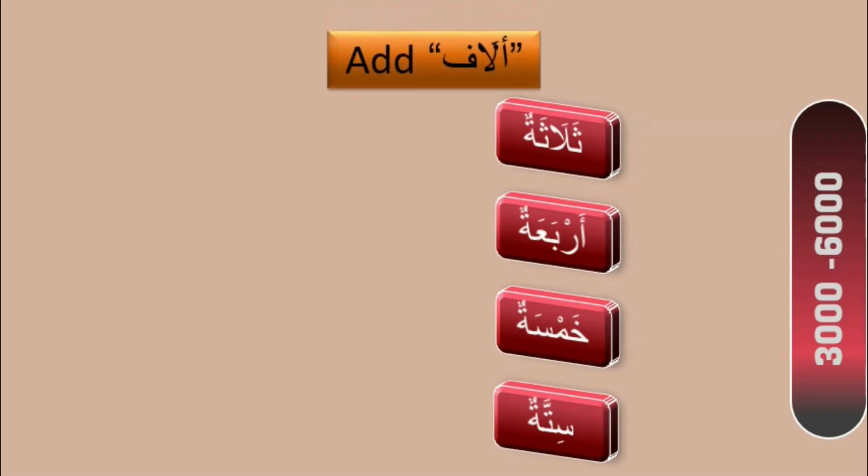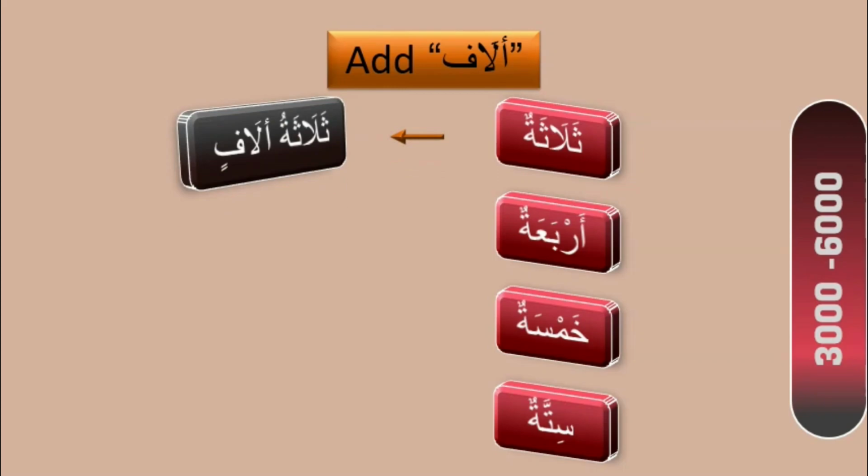As we saw in the first step, this is the plural version of alfun. Alfun is 1000 and alaf is the plural form. So we will add alaf at the end of thalathatun. We will get thalathatu alafin. Thalathatun 3, thalathatu alafin 3000.